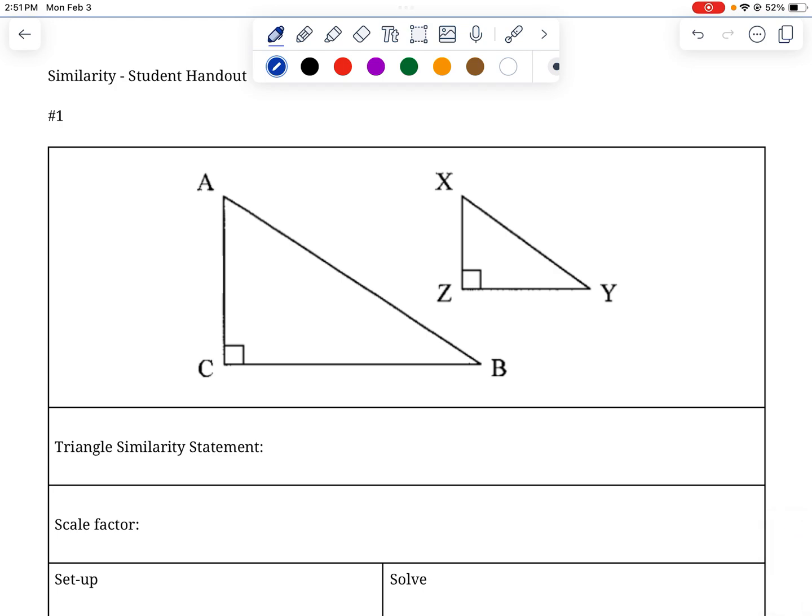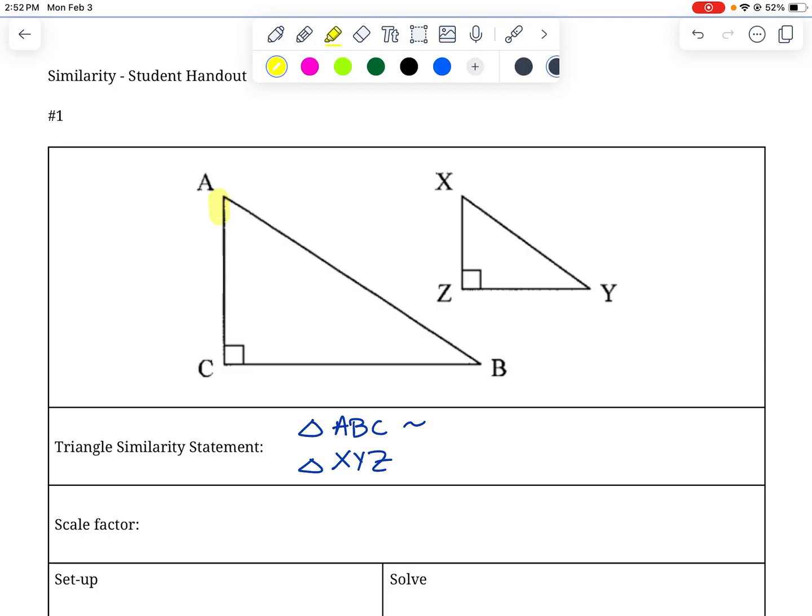So I'll tell you that triangle ABC is similar to triangle XYZ. So what does that mean? Well, that means their angles are the same. Angle A is congruent to angle X, angle B to Y, and C to Z. Their sides are also proportional.